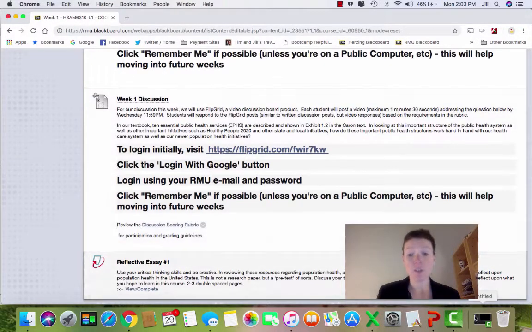But in our discussion, we talked about those 10 essential public health services. We'll look at that grid here in a second, and really how those public health structures, those 10 essential public health services, work with our traditional healthcare system, which is where most of us work or want to work. So, how do those work?